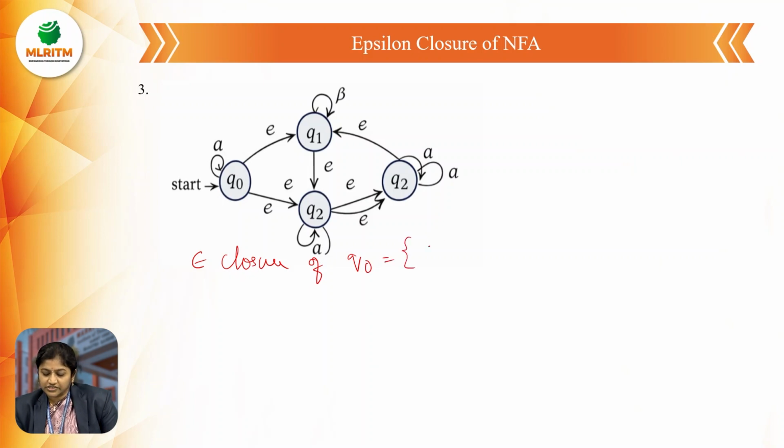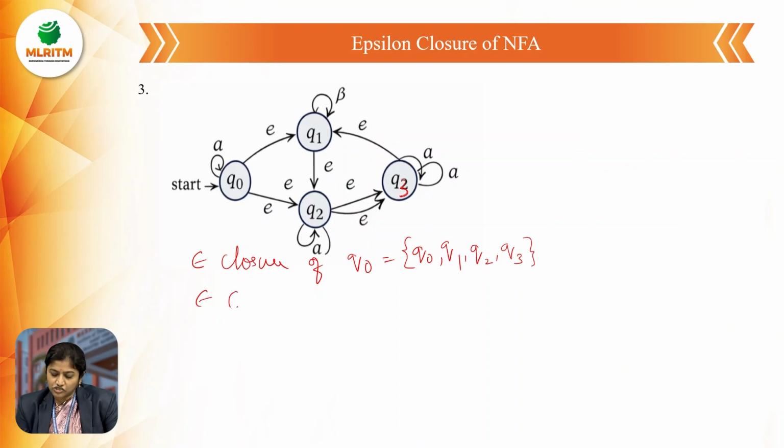What will it be? The same state first. Okay, Q0 to Q1, Q1 to Q2. This we can take as Q3, because already Q2 is here. So Q0, Q1, then Q2. From Q2 epsilon symbol is there, yes, Q3. Then from Q3, Q1 is also there, but Q1 we have already taken, so no need.